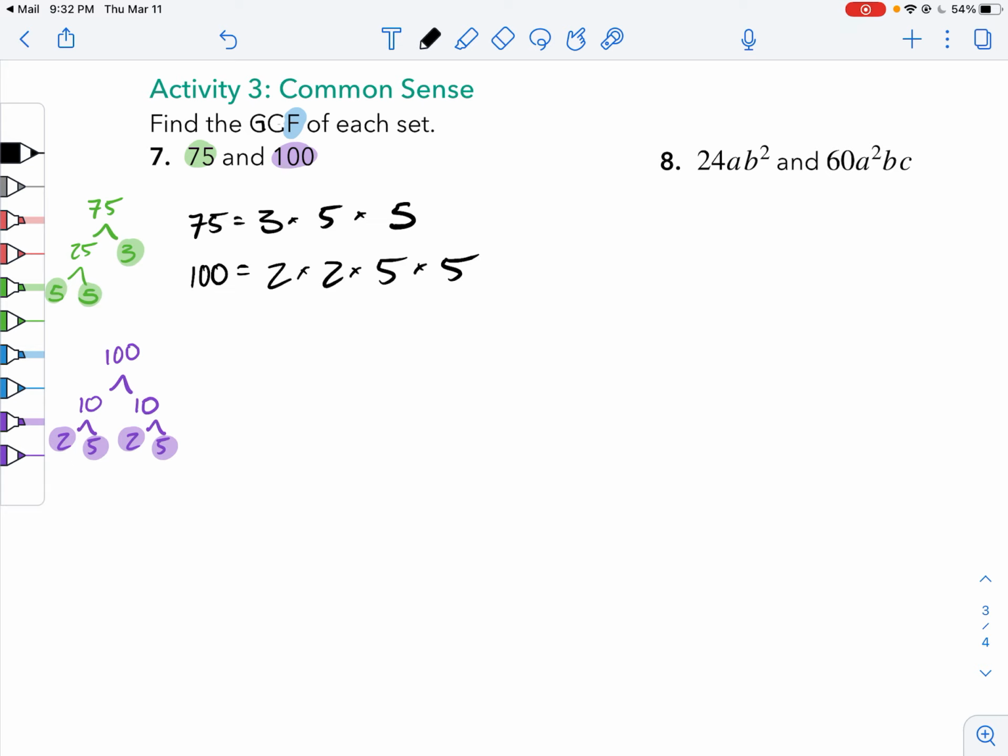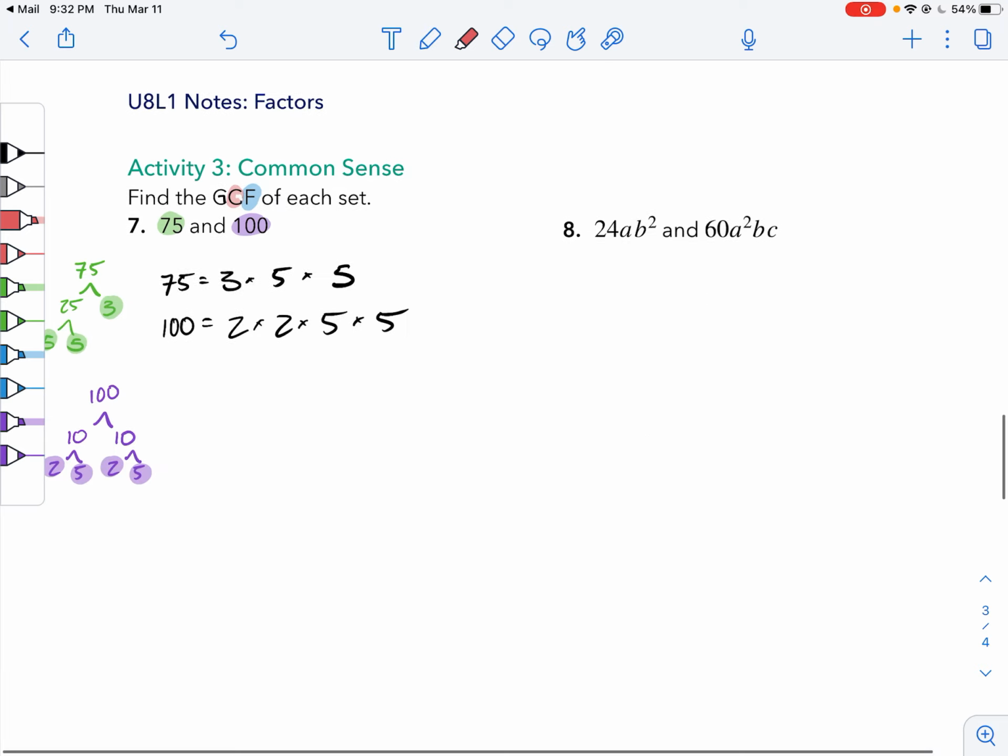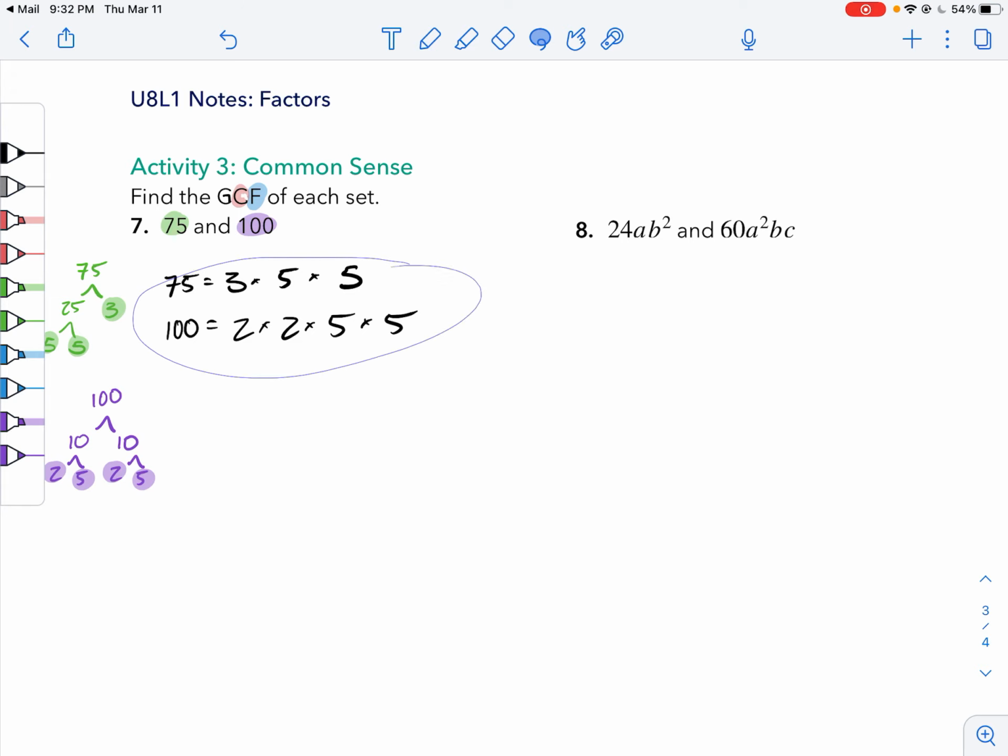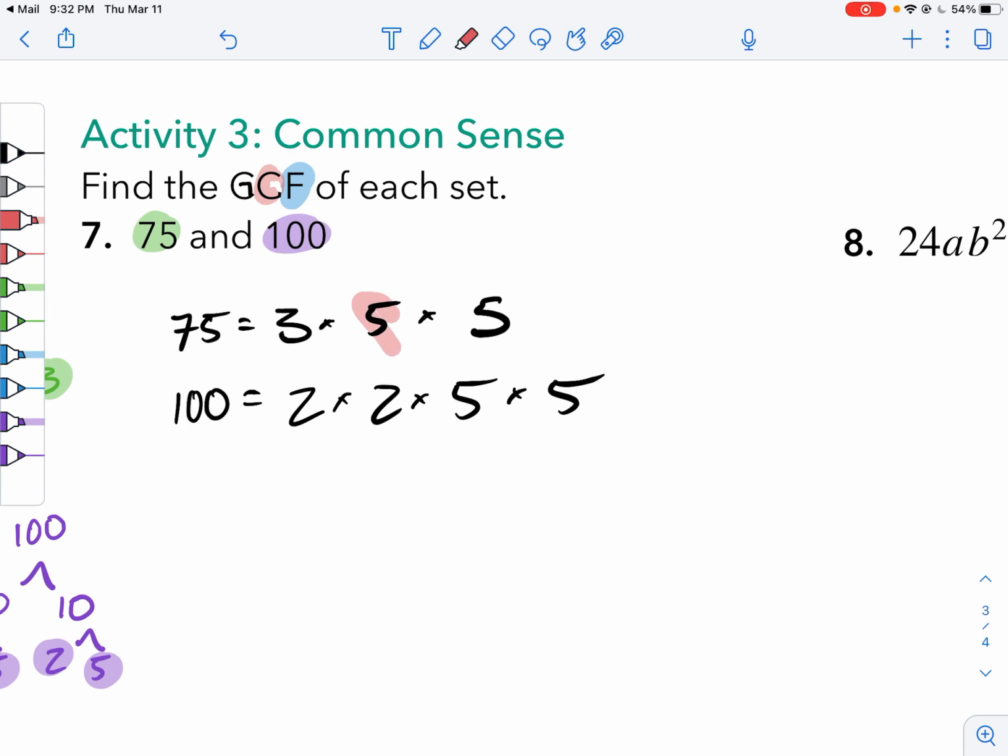Ta-da! And now that we have the factorization, we need to figure out what do they have in common. That turned out funky, but that's okay. What do they have in common? And some of you guys can easily see this. You can just be like, oh, they each have a 5 and they each have another 5. And if that works for you, that's great.